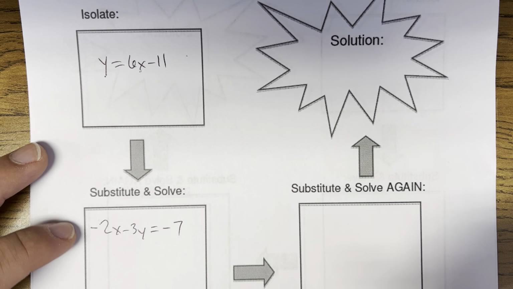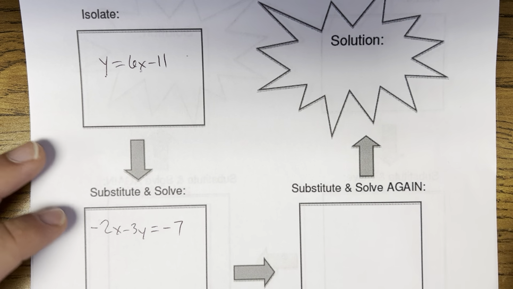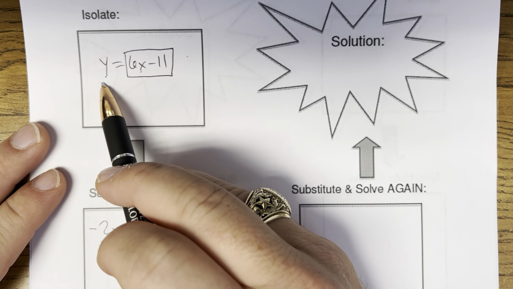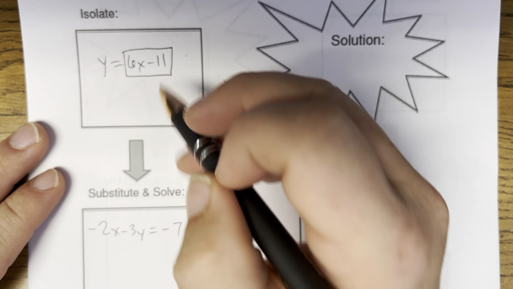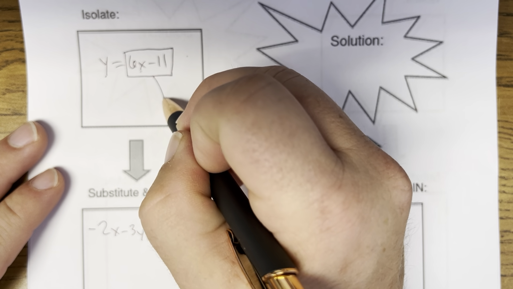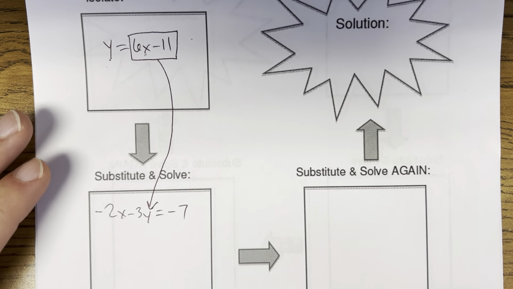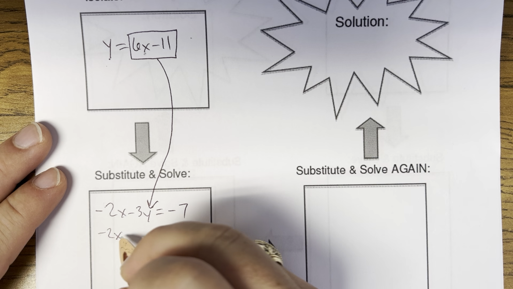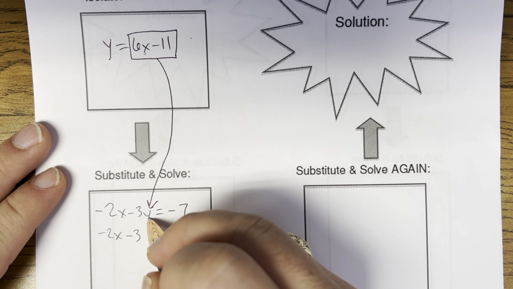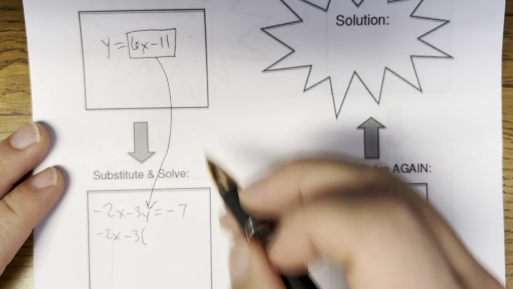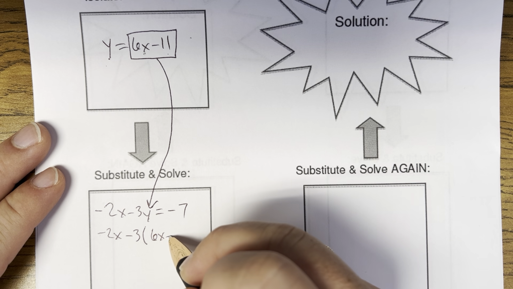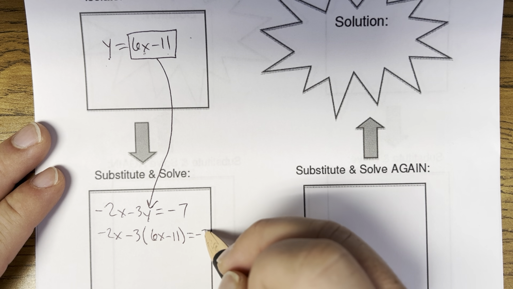Okay, so here's where the substitution comes into play. This box is equivalent to the y, so this box is the same thing as a y. I'm going to take this box and plug it into the y on this other equation. So I'm going to have negative 2x minus 3, everything just as it is, but in place of that y, we insert this box, 6x minus 11, equals -7.